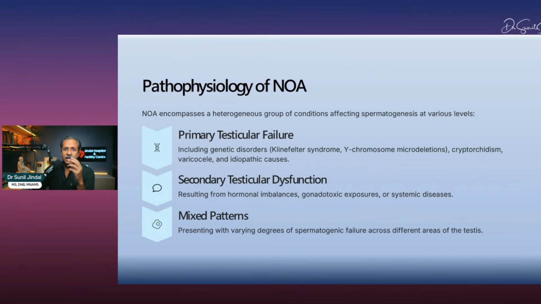So, it can be either primary testicular failure, which includes genetic disorders like Klinefelter syndrome, Y chromosome microdeletion, cryptozoospermia, varicocele, idiopathic cases. Or it can be secondary, which is hormonal imbalances, gonadotrophic exposures or systemic disease, or a mixed pattern, which nowadays I'm finding very, very common, where there are different areas of the testes which have a different function.